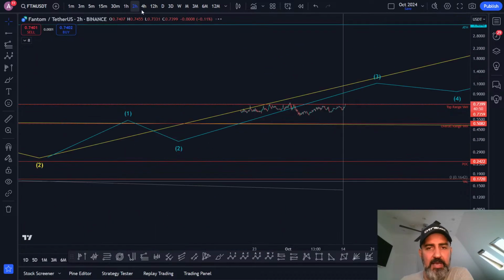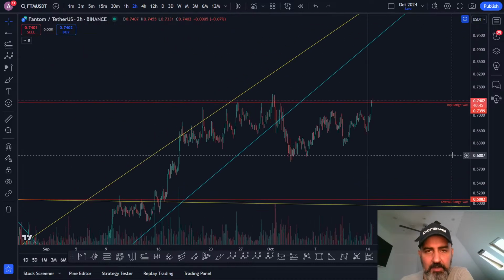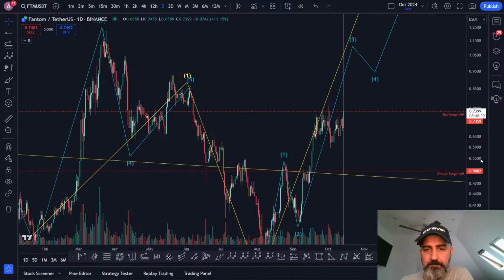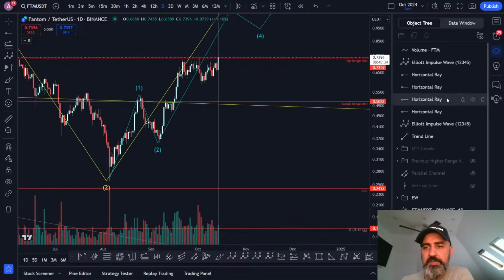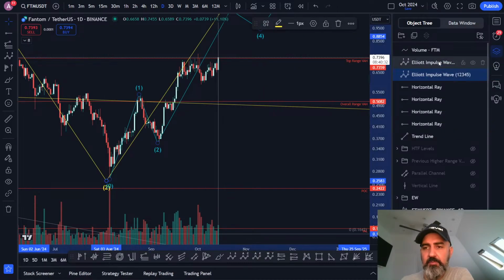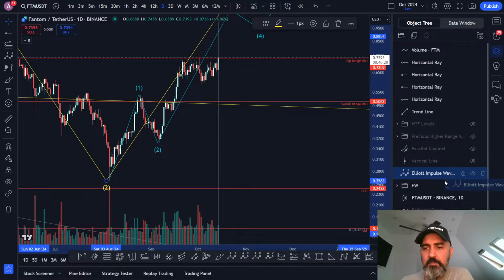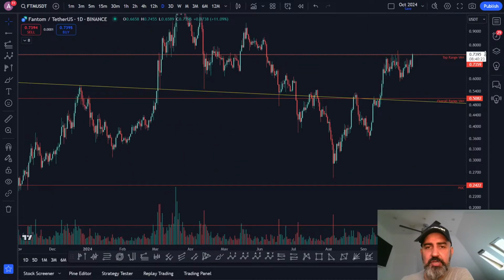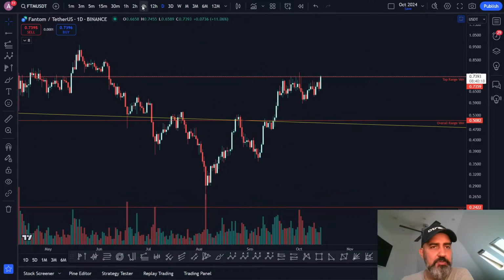Yeah, getting a little bit of resistance here, but I think what you're seeing is really bullish on FTM. And look what happened. We changed. Let me just hide all these Elliott waves now. We changed market structure. Let's have a look at the market structure.